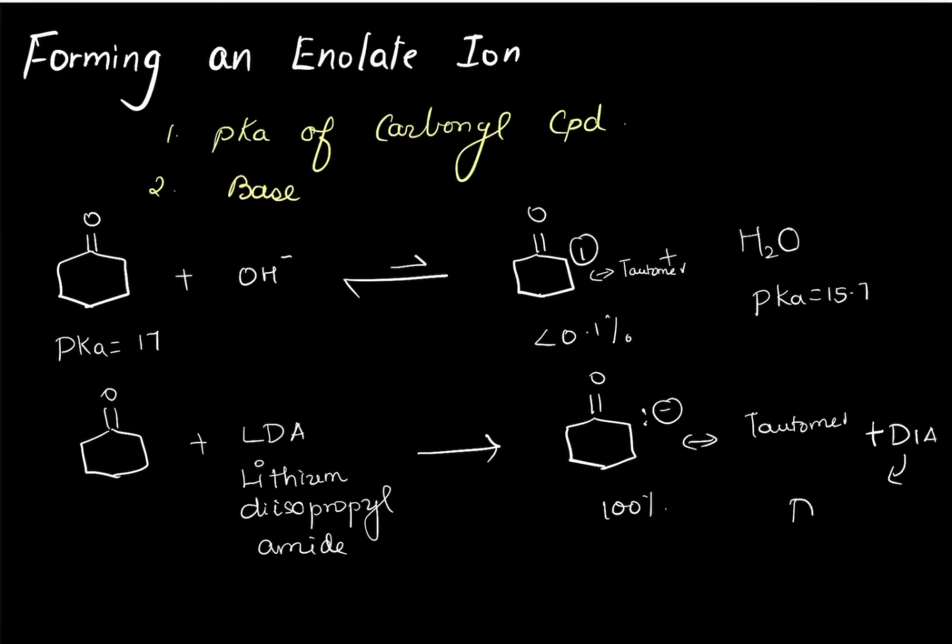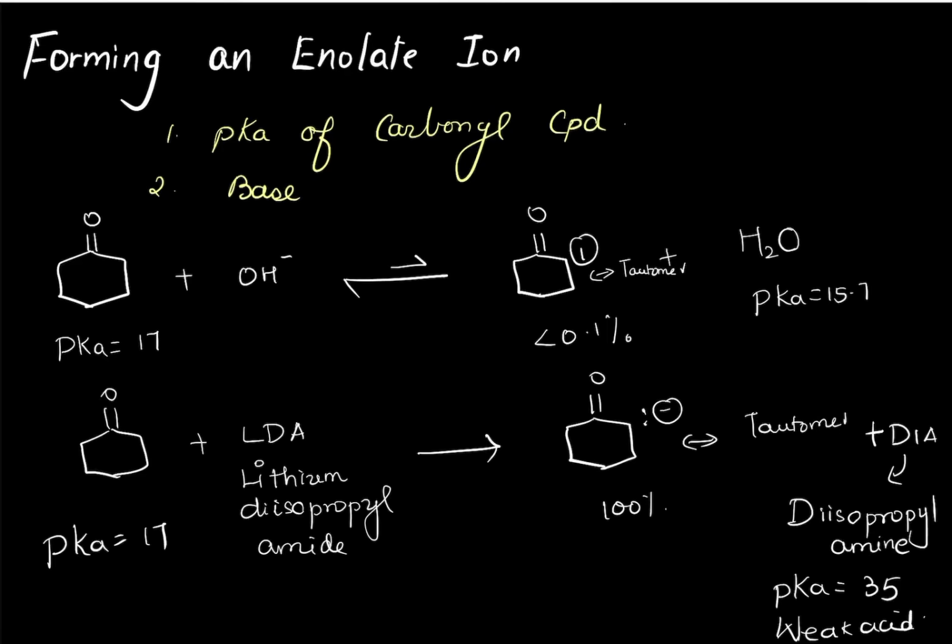This is diisopropylamine, which is the conjugate acid of diisopropylamide. When we compare the pKa of the two different acids, again the pKa of cyclohexanone is 17 and the pKa of diisopropylamine is 35. Here, this is the weak acid, and the reaction is going to shift to the right. Therefore, you get a very high yield of 100% here.